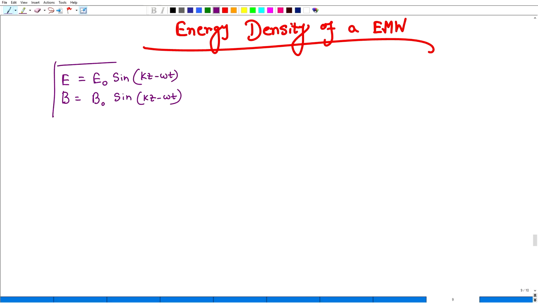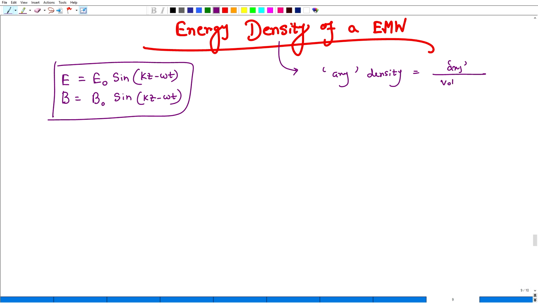Now we have to derive the energy density of the electromagnetic wave. This is the electric and magnetic field of an electromagnetic wave, we know. Now, what is the energy density? First you have to understand the definition of density. Any density means any quantity divided by the volume. This is the definition of density.